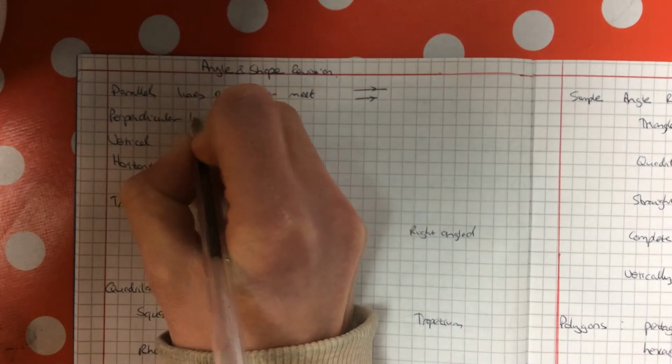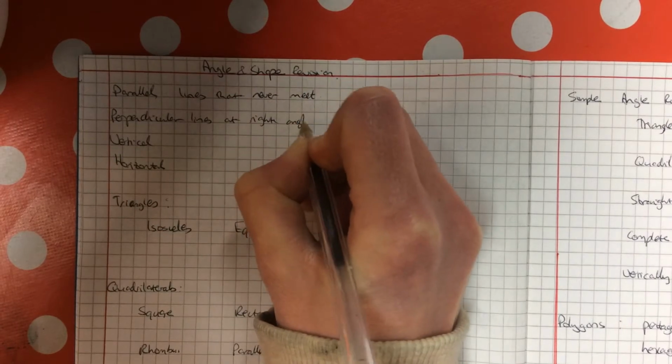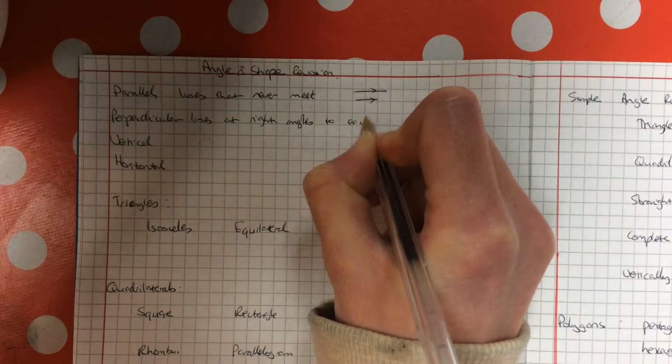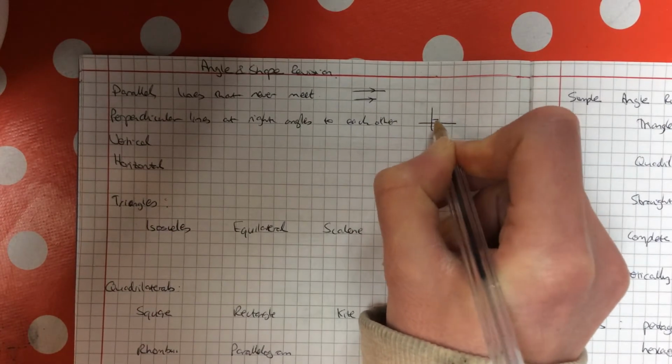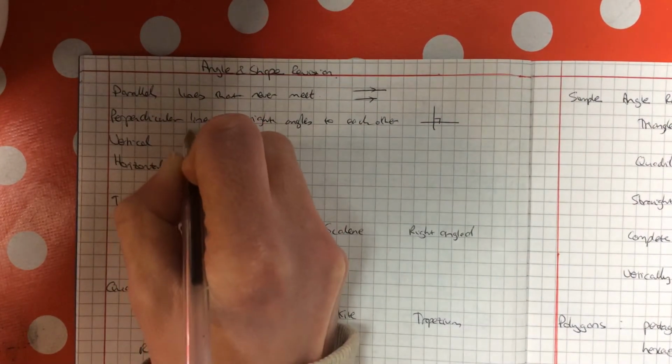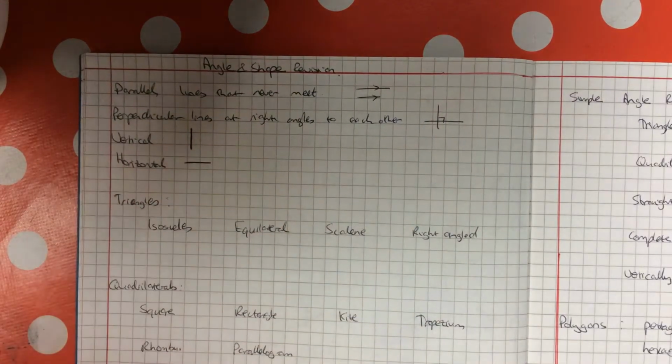Perpendicular. These are lines at right angles to each other. So if you draw two lines with a wee right angle in. Vertical is this way. Horizontal is flat.